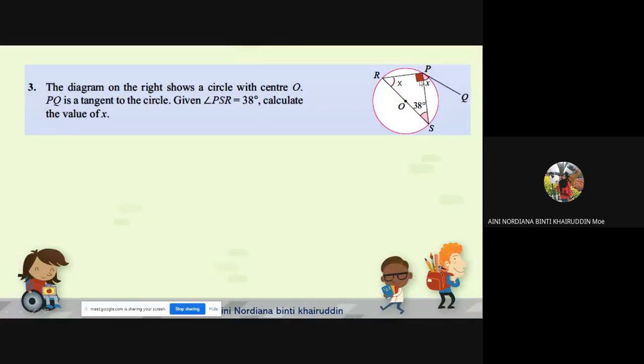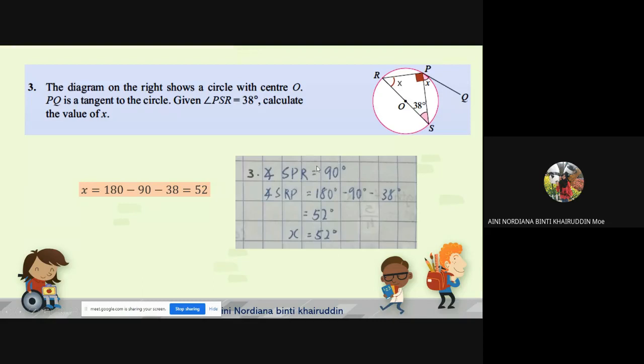So just now this is 90. X equals 180 minus 90 minus 38, 52. This is your friend's answer. So correct.